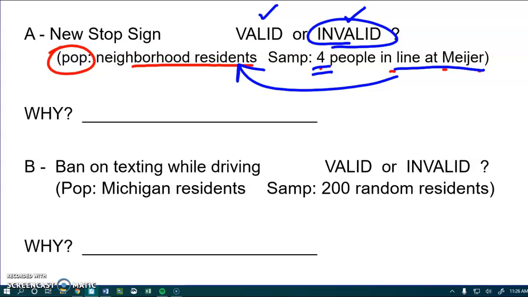B, you want to know about a ban on texting while driving. Your population is Michigan residents. 200 random residents from the state. Yeah, I'd say that's valid, right? It's large enough, and you should be writing this down on the line for why. It's large enough, it's random, and it represents your population that you're trying to learn about.